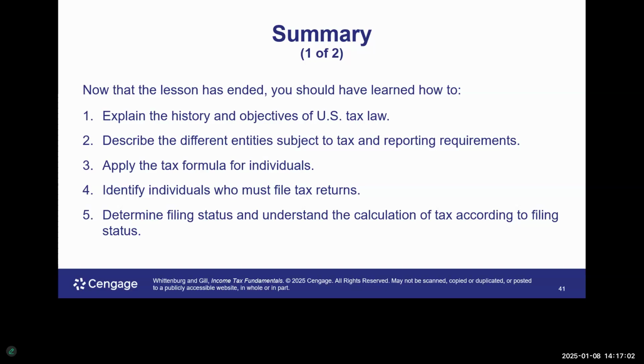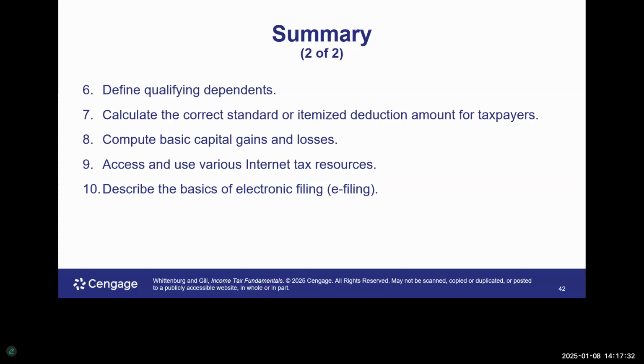We identified the individuals who need to file a tax return based on their filing status and their income, and we also learned that there are some special situations where individuals need to file a tax return even if their gross income is below the threshold. We determined the filing status and understood the calculation of tax according to filing status. As we know, there are 5 filing statuses: single, married filing joint, married filing separate, head of household, as well as surviving spouse or qualifying widower.